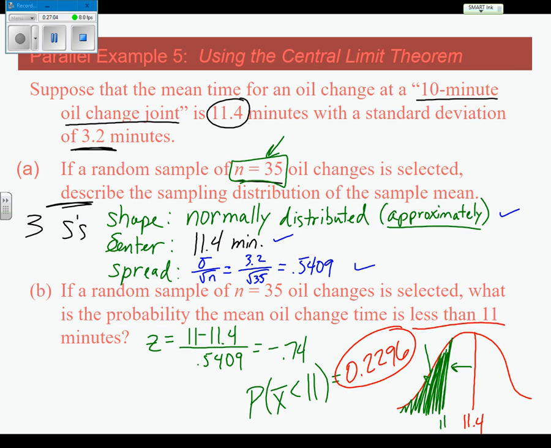that this 10-minute oil change joint is going to be able to push out the next 35 cars in less than 11 minutes on average. The average time it takes them to change those 35 cars. I hope that makes sense.